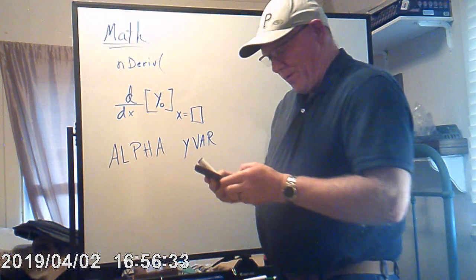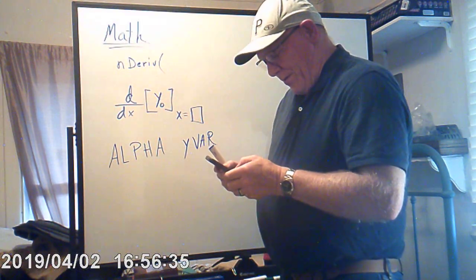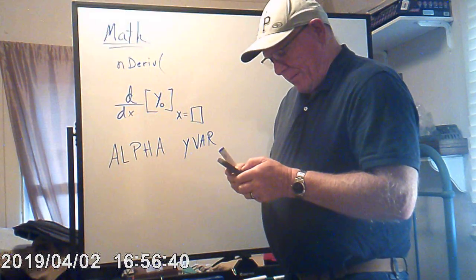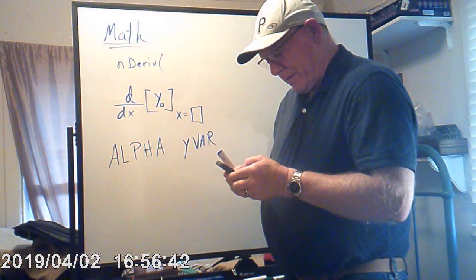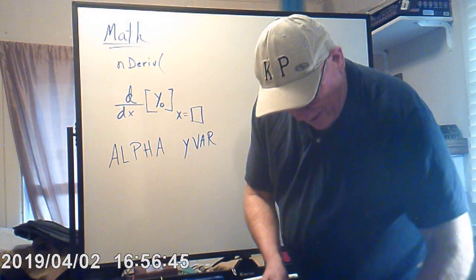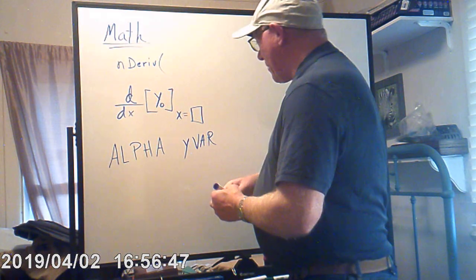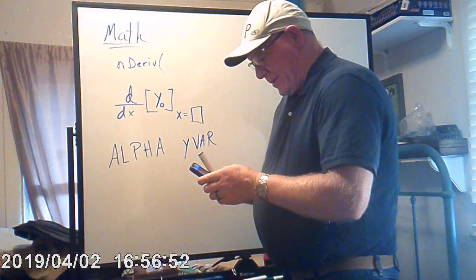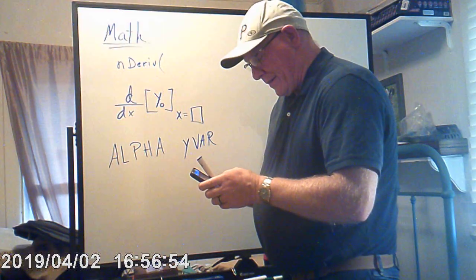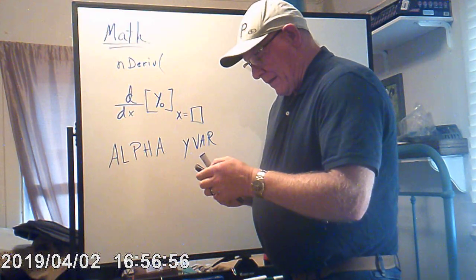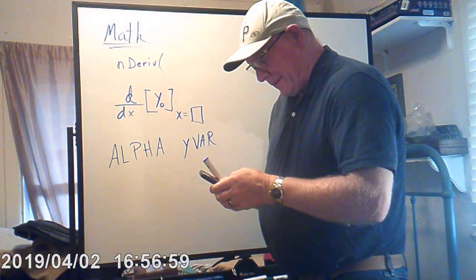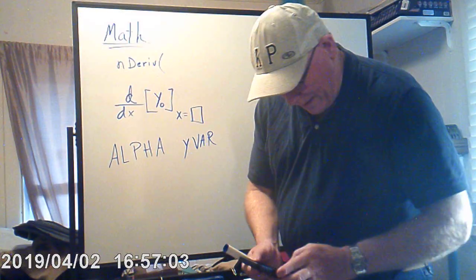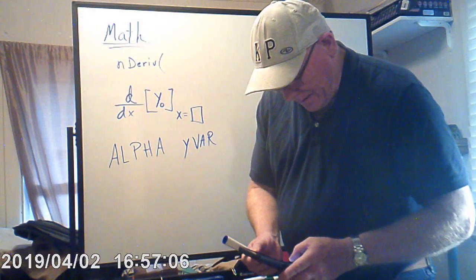So I'm going to hit alpha and y bar, and I'm going to put my y sub 0 right there. It shows up inside here. Then scroll over until you get to the x equals. x equals 1. Okay, and then hit enter.